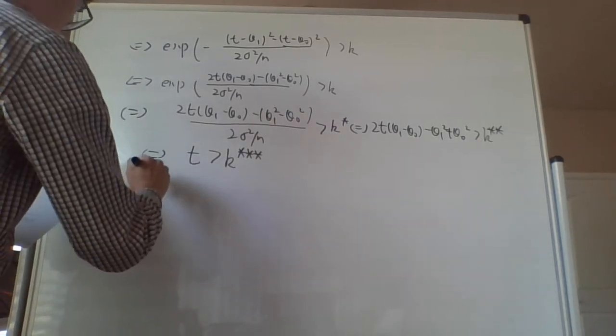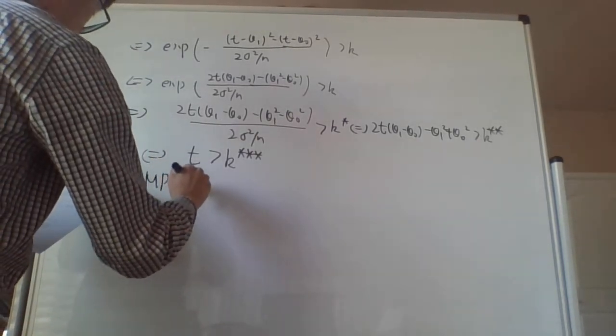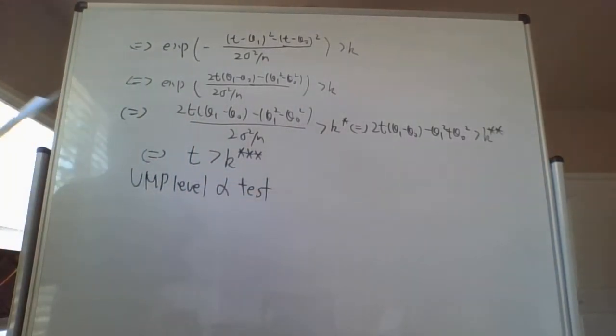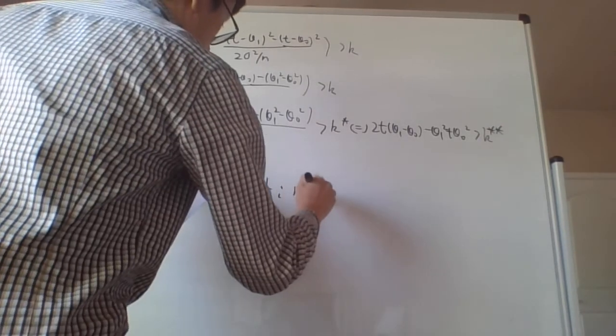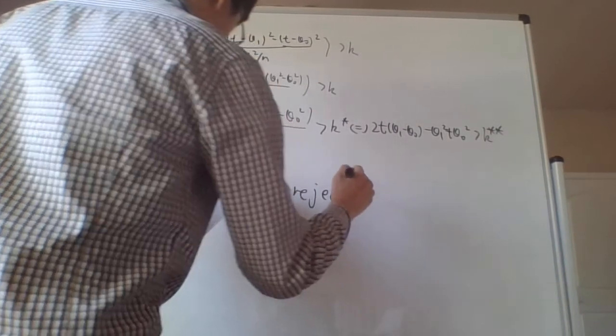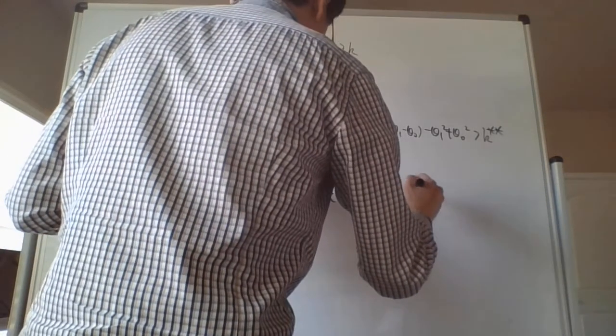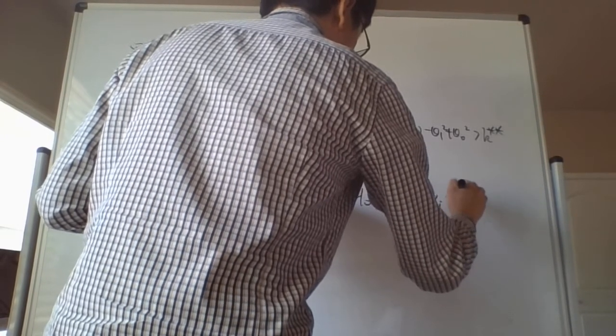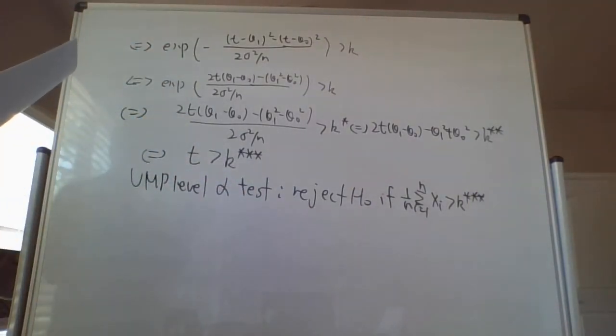So the UMP test, or if I say the level alpha test, although we haven't figured out the k for a size alpha test, the level alpha test is: reject H0 if the sample mean is greater than k star star star. Now we need to figure out which k gives us the size alpha test.